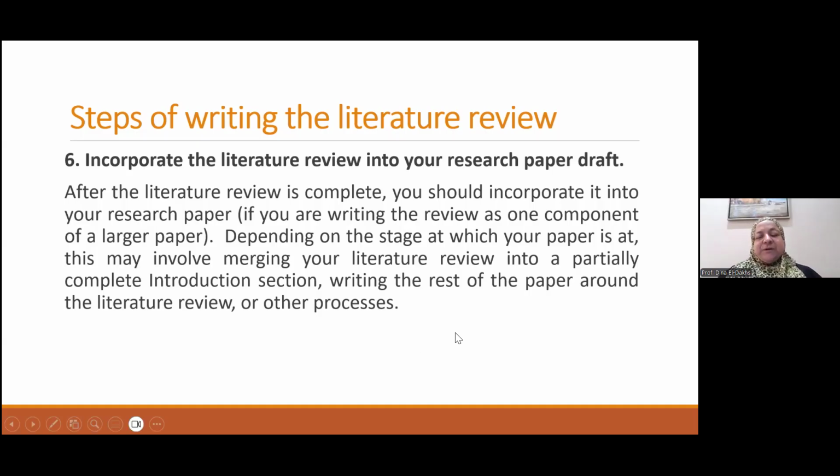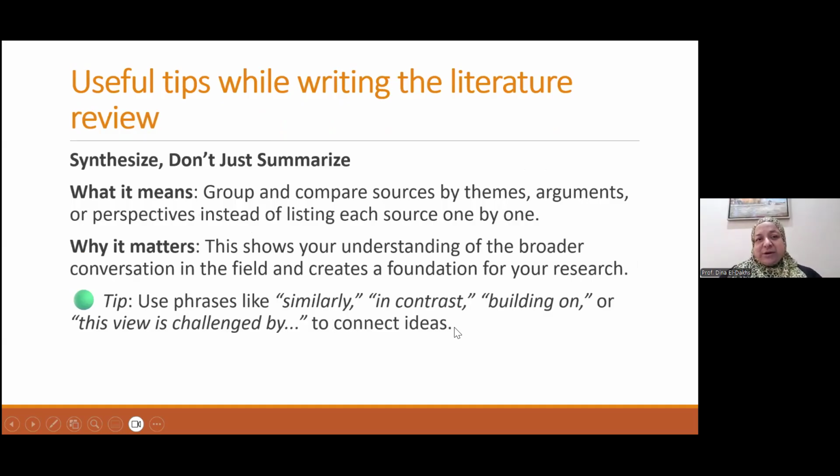And now we will try to move to some useful tips for writing the literature review. I'll pass on to Dr. Nermeen. Now, writing the literature review, actually, we're talking about two different processes here, or maybe a two-step process.